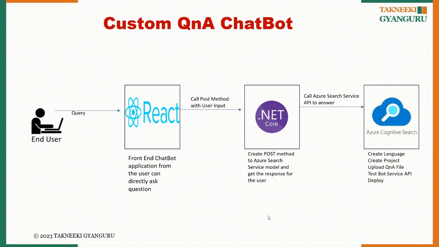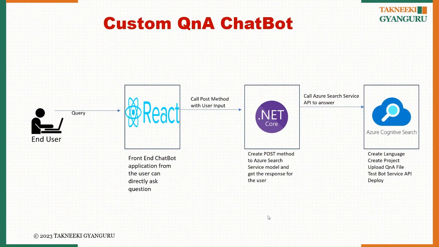But before that, we have to configure Azure Cognitive Search. What we require is to create a language resource and a project. We need to upload a QnA file, like an Excel file. For today, we have an Excel file where we have mentioned some questions and answers, right? We will put these questions and answers, and then see how we can test it. Once we upload the QnA file, we'll test the bot service API, and then we'll deploy.